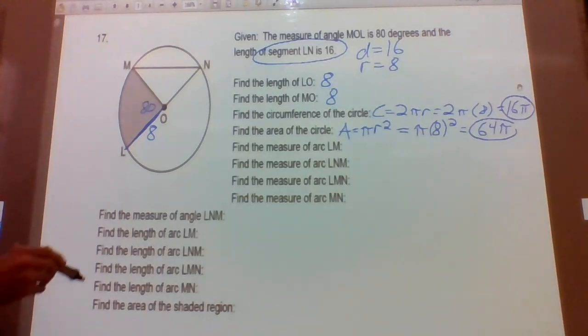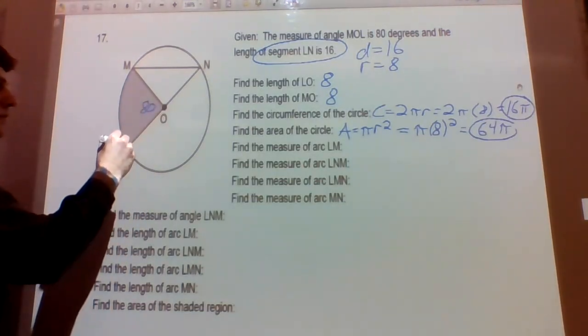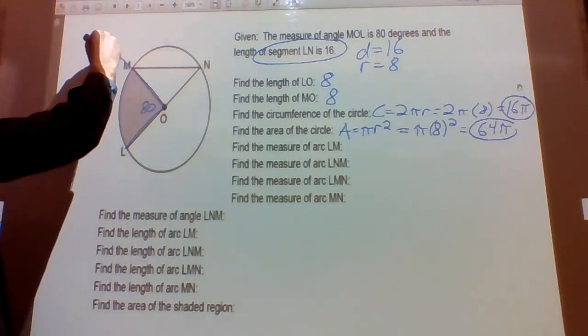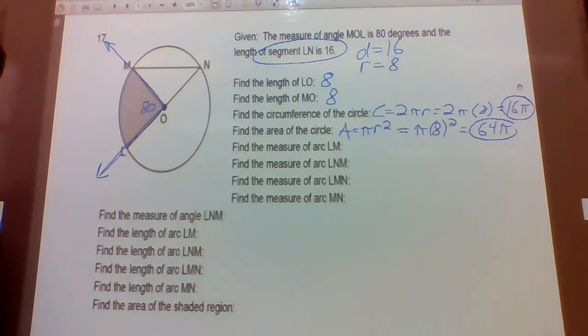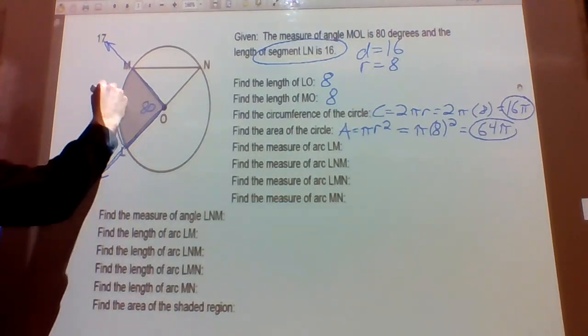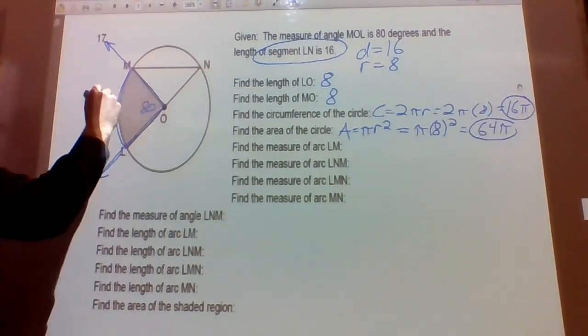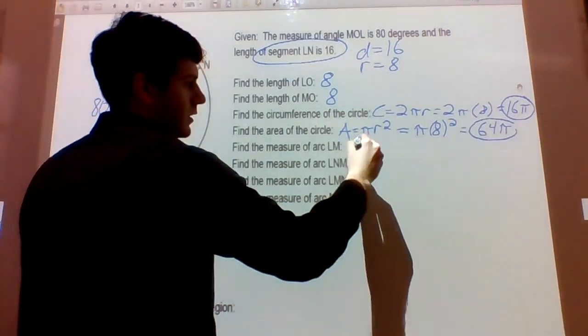Measure of arc LM. So here we have angle LOM, which is a central angle. The measure of the central angle is going to equal the measure of the intercepted arc. So arc LM is the intercepted arc. So arc LM is going to be 80 degrees. So this is 80 degrees.